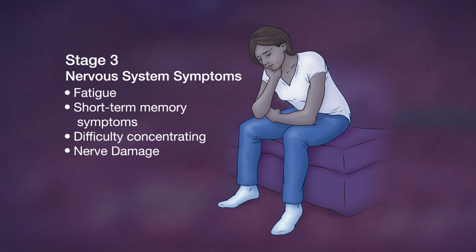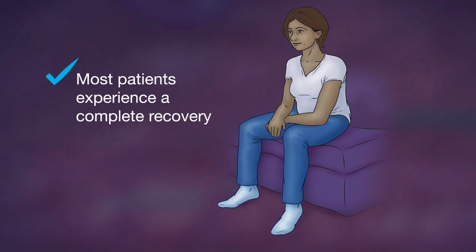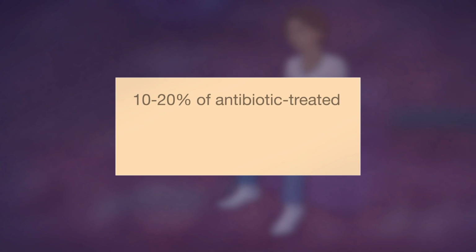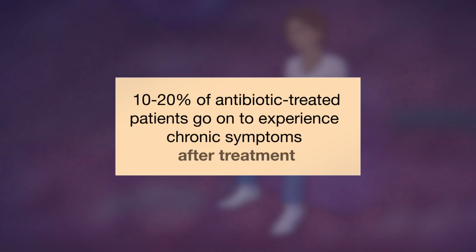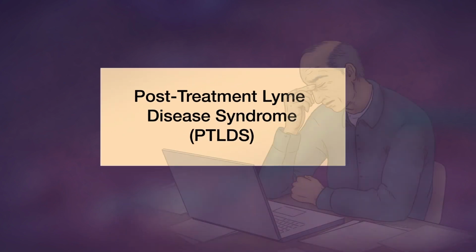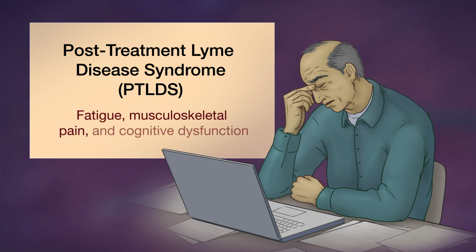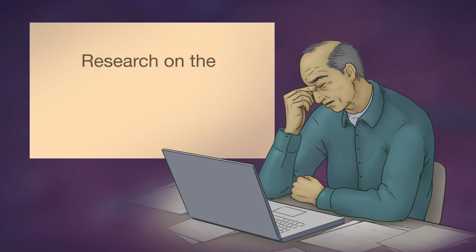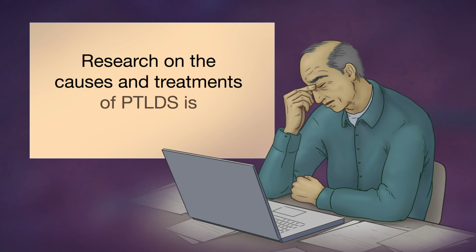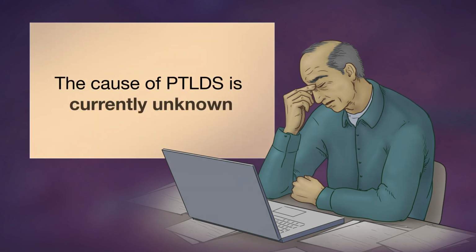When Lyme disease is discovered at any stage, antibiotics are administered. Most patients experience a complete recovery. However, approximately 10 to 20% of antibiotic-treated patients go on to experience chronic symptoms after treatment called post-treatment Lyme disease syndrome, or PTLDS, with persistent symptoms such as fatigue, musculoskeletal pain, and cognitive dysfunction. More research on the causes and treatments of PTLDS is urgently needed. The cause of PTLDS is currently unknown.